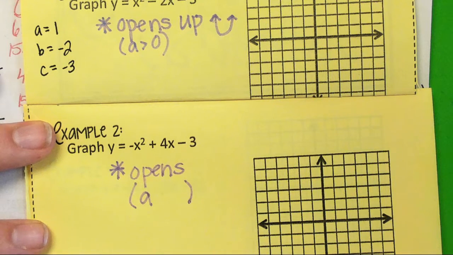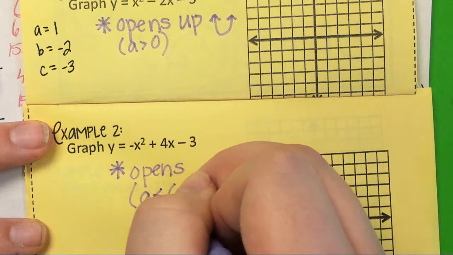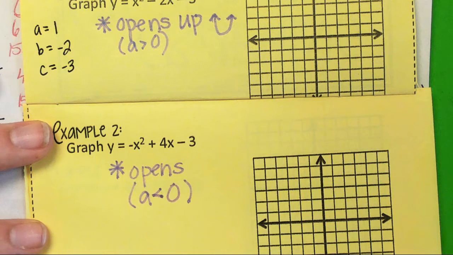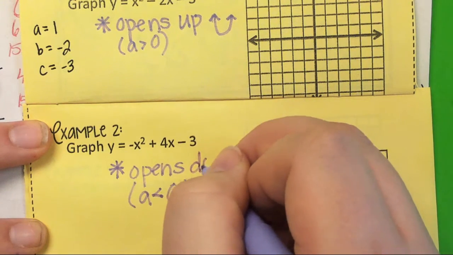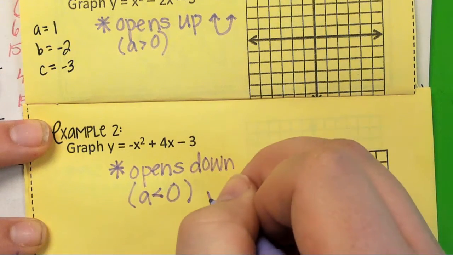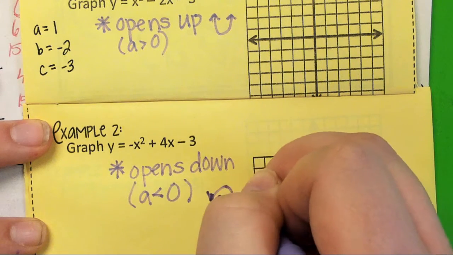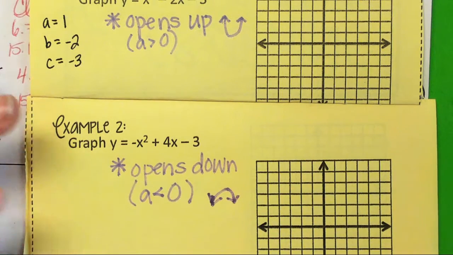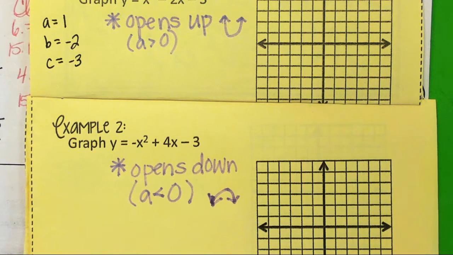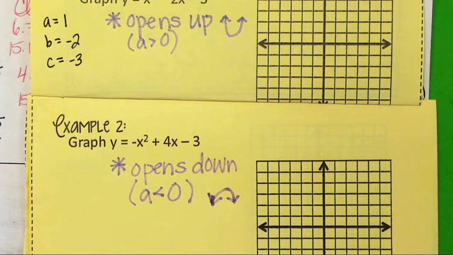A is smaller than 0. So how does it open? Down. So it's going to end up being a frowny face. Okay, so John David's helped us with that mystery. Is it happy or sad?